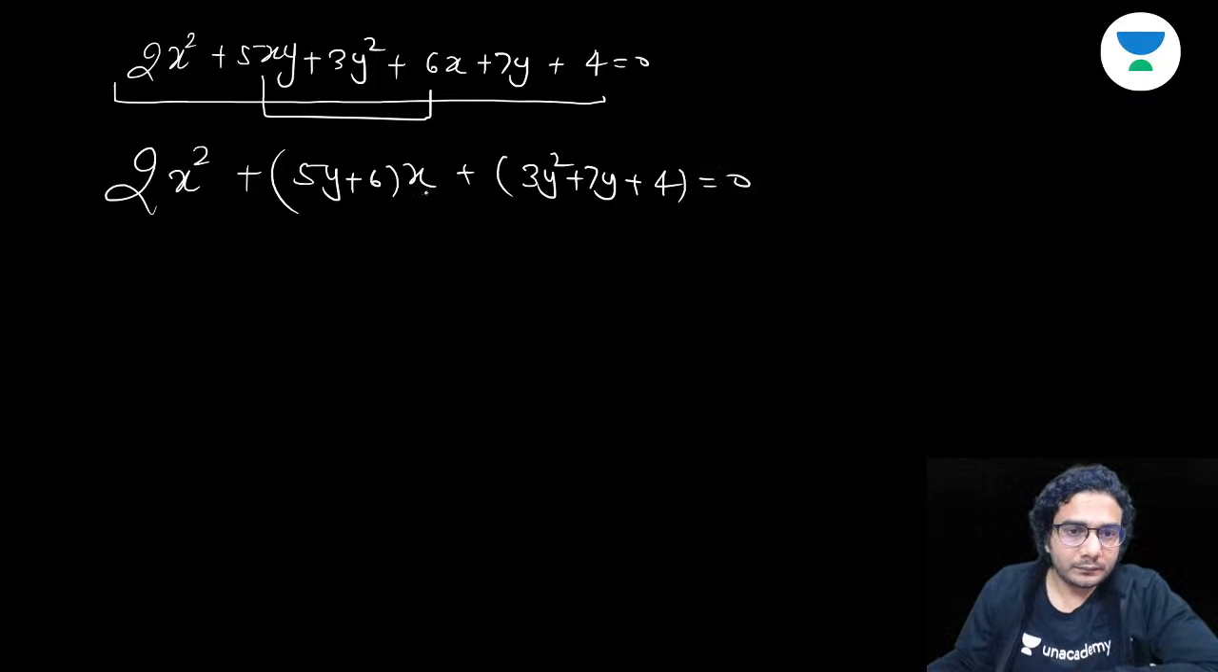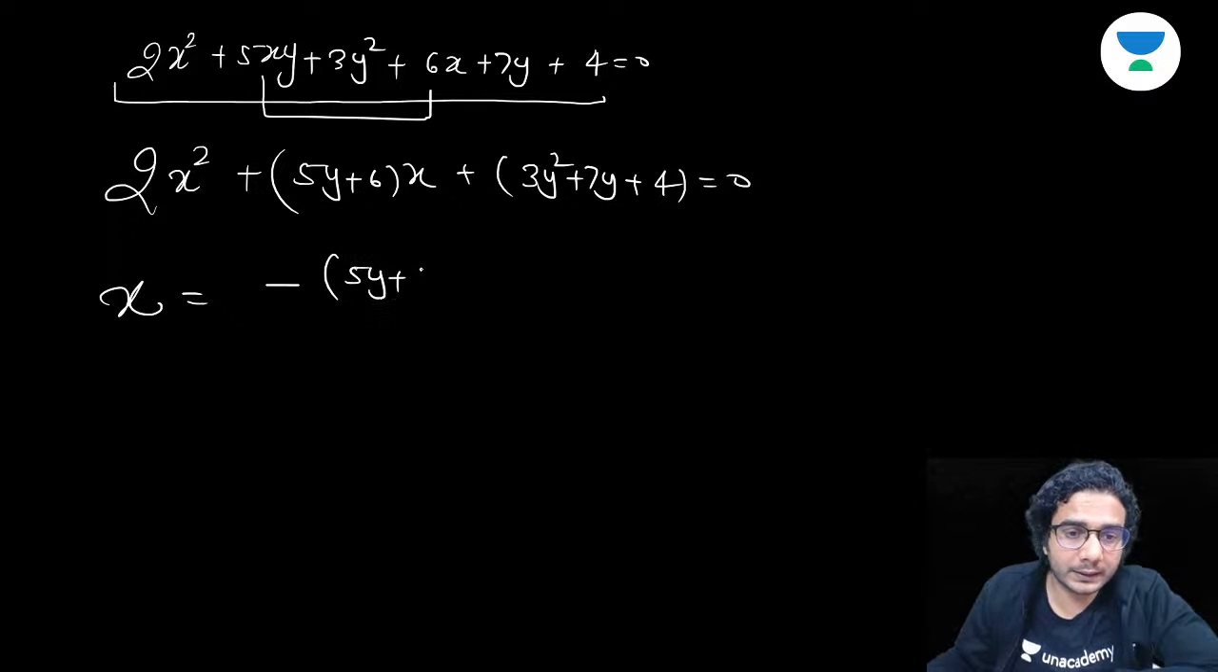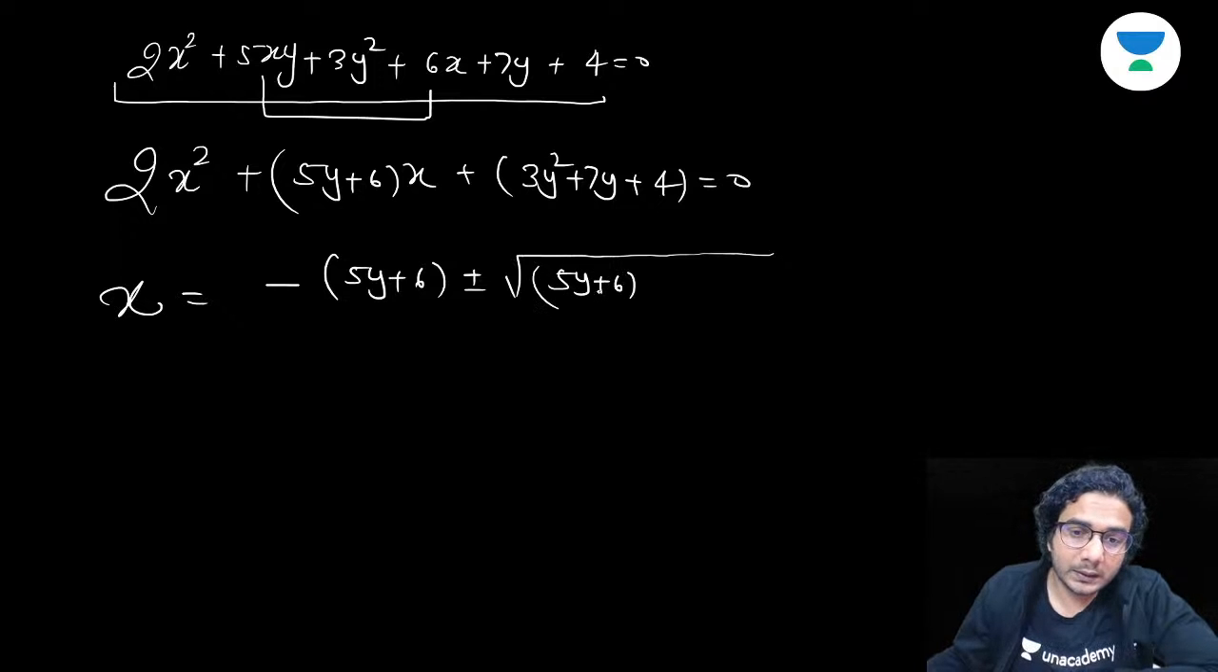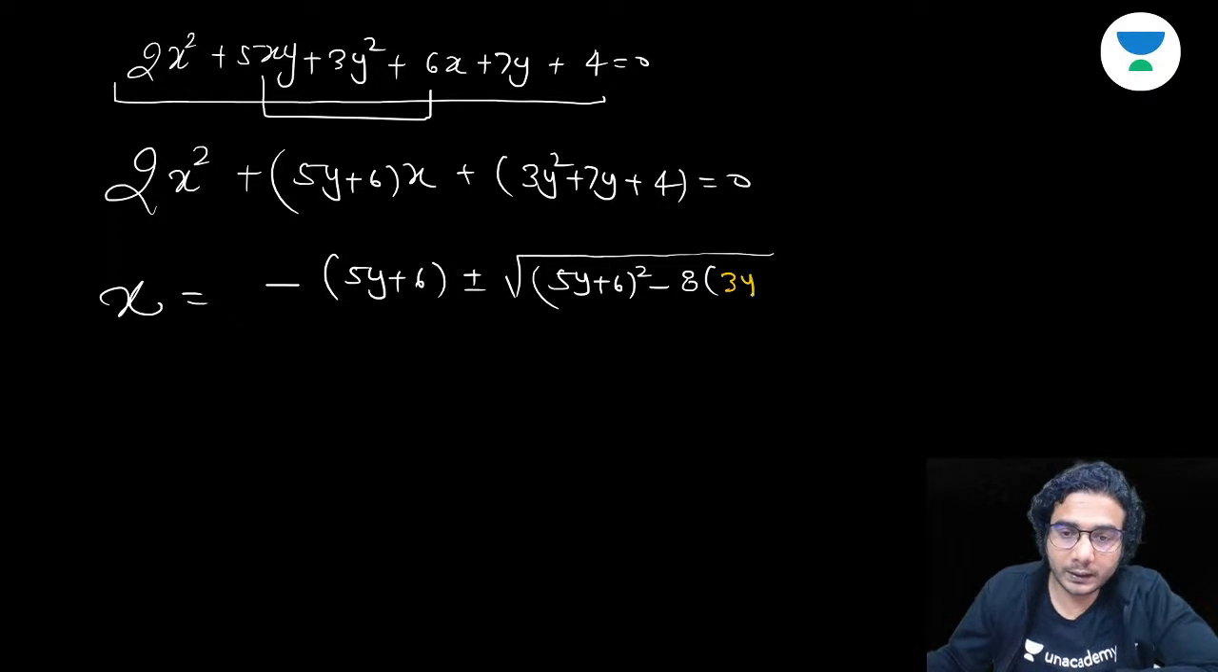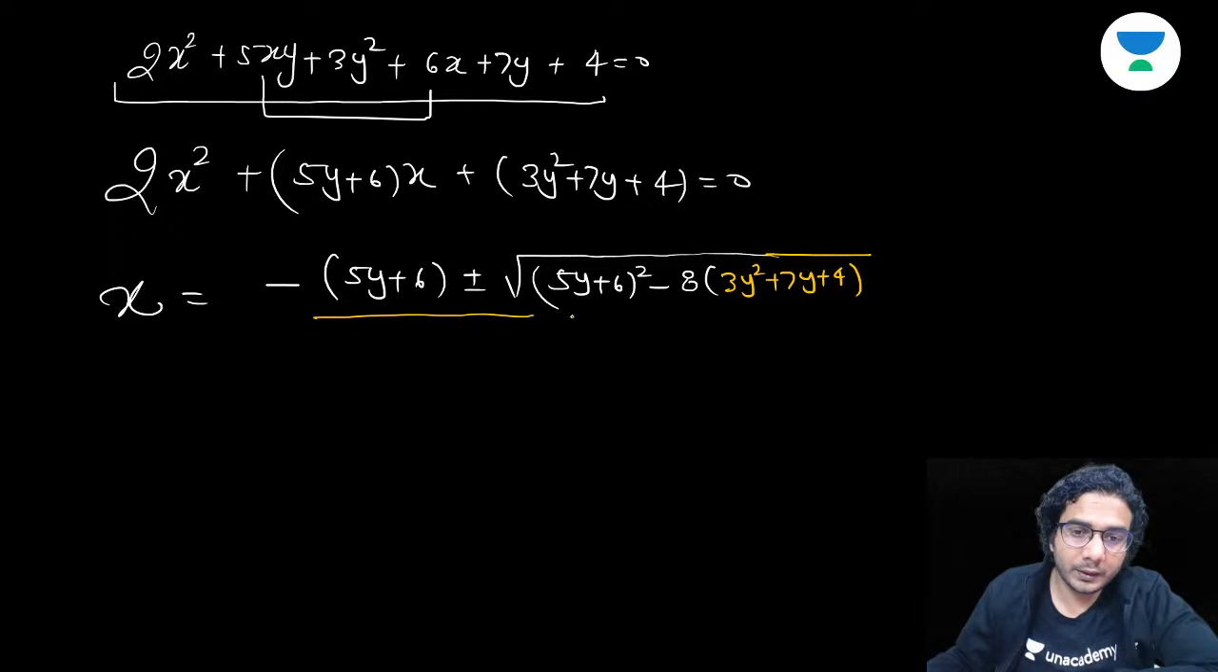Alright. Now you can write the value of x. So x is equal to minus b plus minus under root of (5y plus 6) the whole square minus 4ac, using the Shridharacharya formula of quadratic equation for roots. So it is going to be 8 times 3y square plus 7y plus 4, divided by 2a.